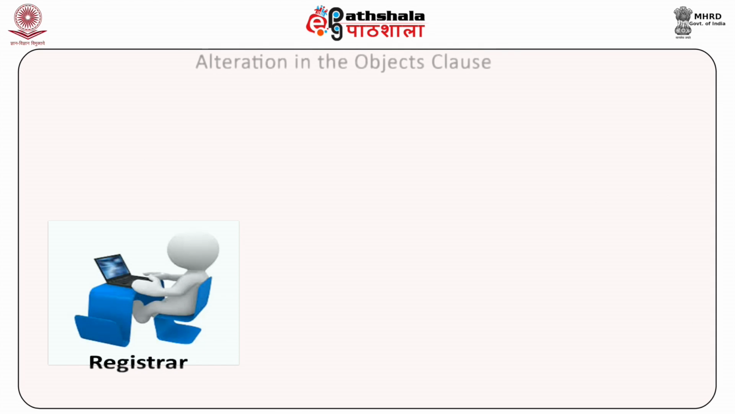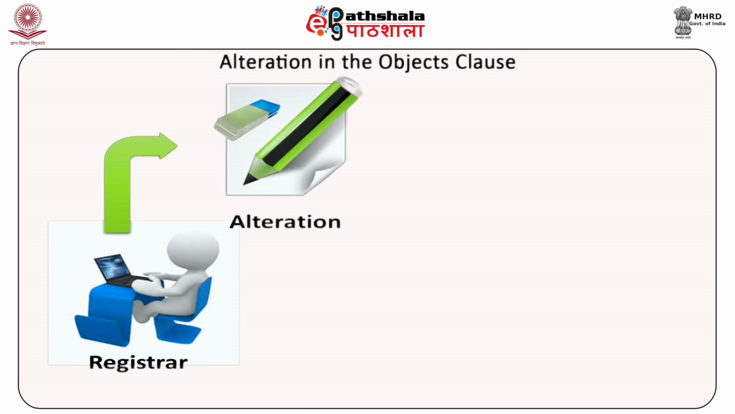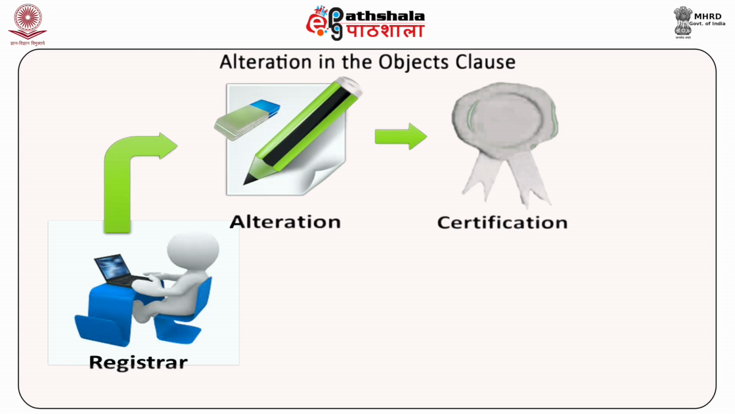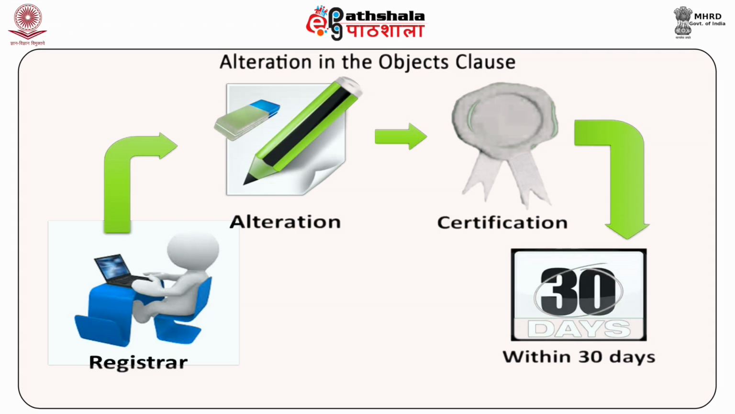The registrar shall register any alterations of the Memorandum of Association with respect to the objects of the company and certify the registration within a period of 30 days from the date of filing of the special resolution.